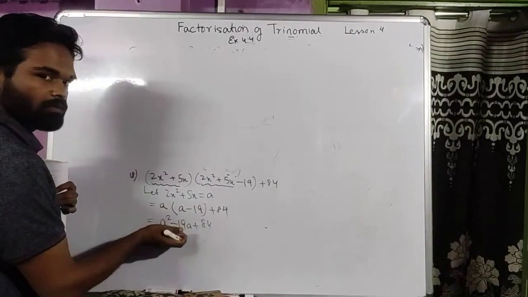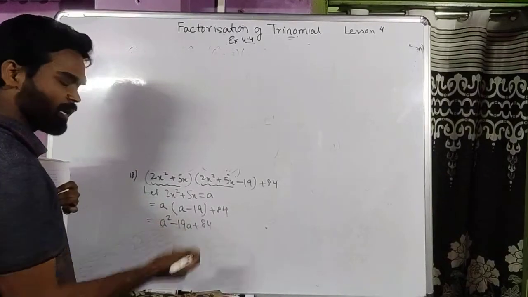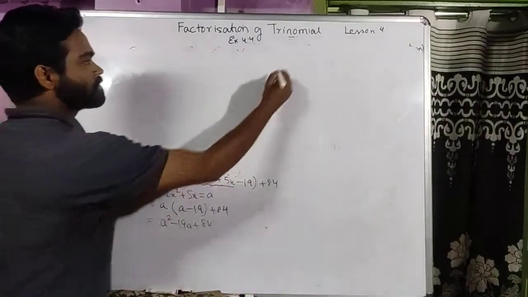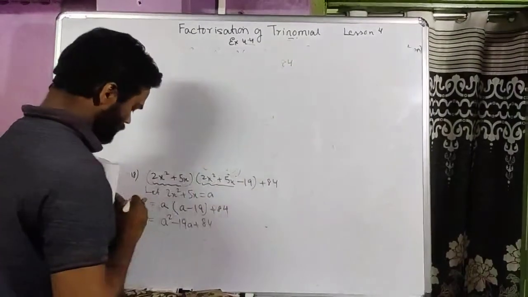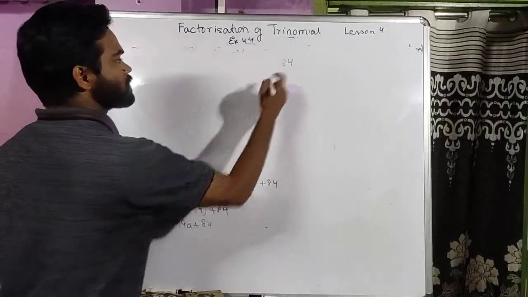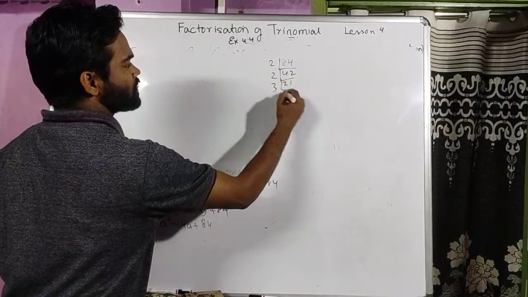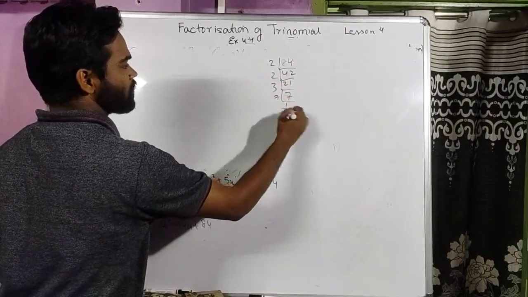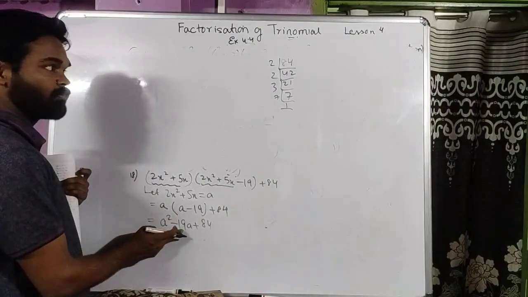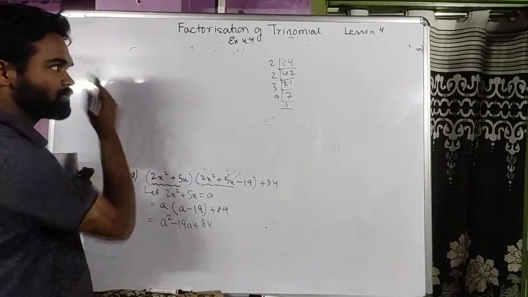Now this is in the form of ax square plus bx plus c. Okay. Now this can be factorized easily. We need to find the prime factors of 84 first. 84 is 2 times 42, 2 times 21, 3 times 7. This will be the sum of two numbers. Look carefully, the sum of two numbers.